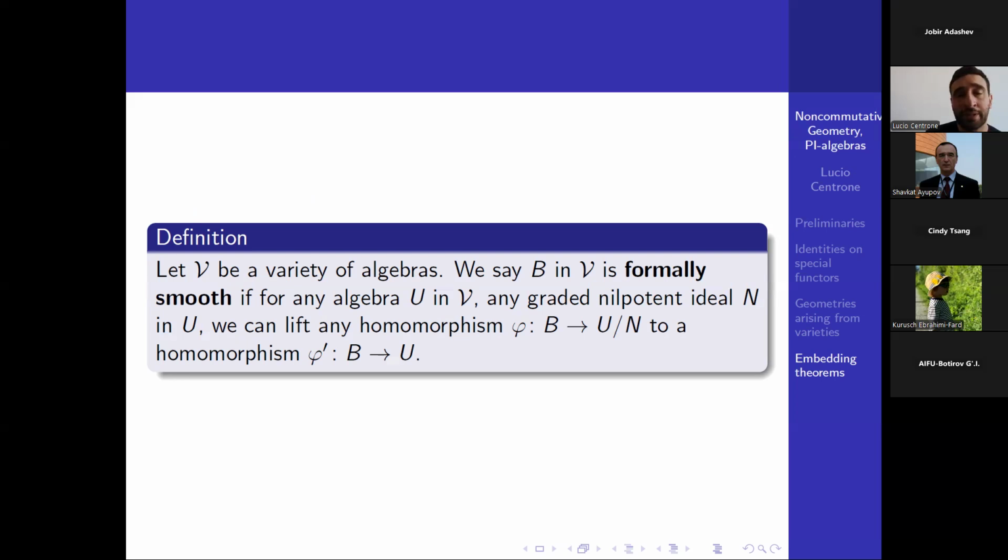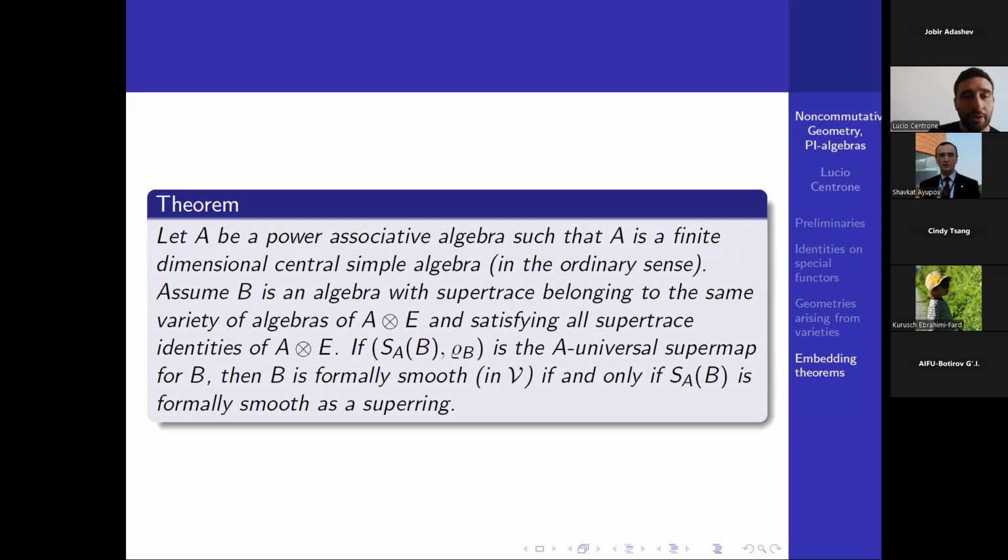The formal smoothness is a generalization of Grothendieck's definition given several years ago. And also we have such a result. We have a power associative algebra such that A is finite dimensional central simple and satisfying the same hypothesis of the previous theorem. If you consider this algebra, well, it is formally smooth if and only if this one is formally smooth as a superring. So this is the geometrical connection.